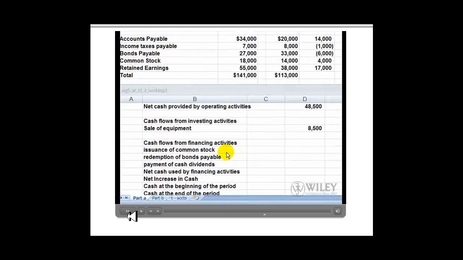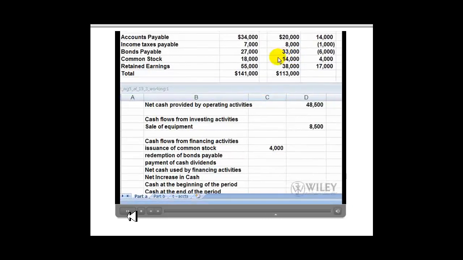Next, we look at the cash flows from financing activities. We look at common stock. There's an increase in common stock of $4,000. So there's a cash inflow from the issuance of common stock in the amount of $4,000. We look at bonds payable. There's a reduction of $6,000. This is a result of the redemption of bonds payable, which is an outflow of cash in the amount of $6,000.